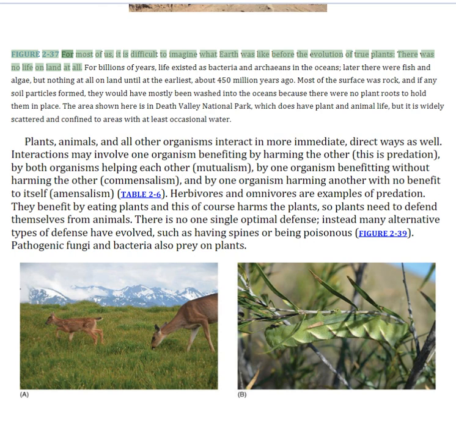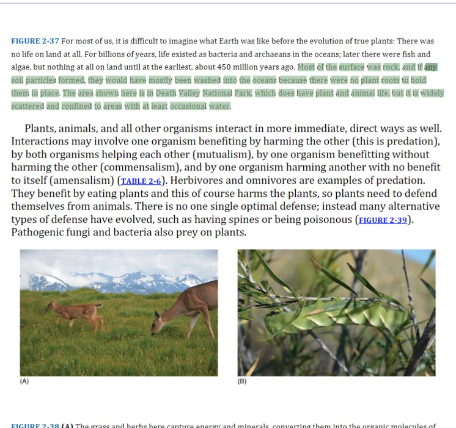Figure 2:37. For most of us, it is difficult to imagine what Earth was like before the evolution of true plants. There was no life on land at all. For billions of years, life existed as bacteria and archaeans in the oceans. Later there were fish and algae, but nothing at all on land until, at the earliest, about 450 million years ago. Most of the surface was rock, and if any soil particles formed, they would have mostly been washed into the oceans because there were no plant roots to hold them in place. The area shown here is in Death Valley National Park, which does have plant and animal life, but it is widely scattered and confined to areas with at least occasional water.